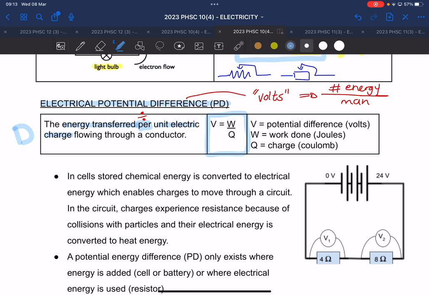Now V stands for your potential difference or your volts. Q stands for your charge in coulombs. We did a whole chapter on charge. Then W stands for the work done. Now, ma'am, we just spoke about energy, now you speak about work done. Energy, work done, and that is measured in joules.